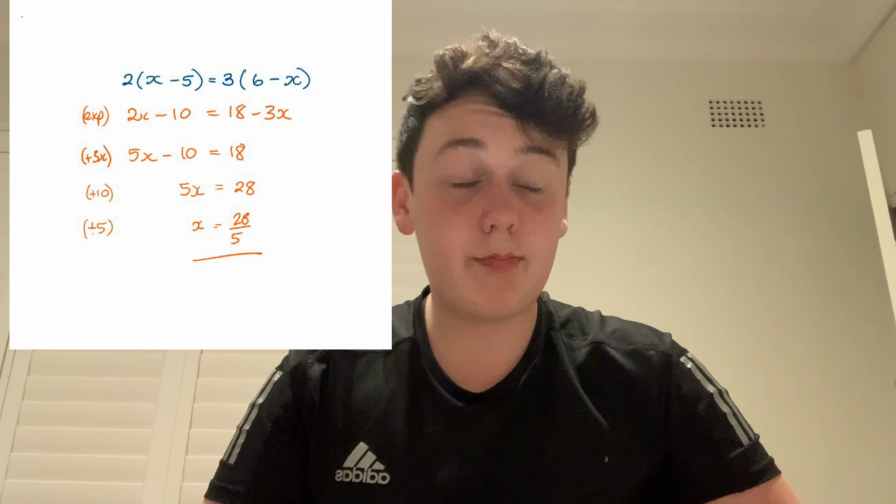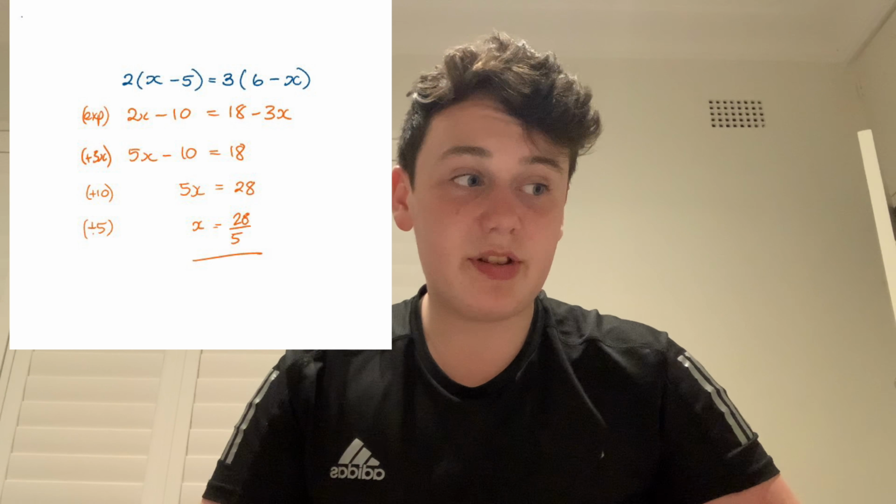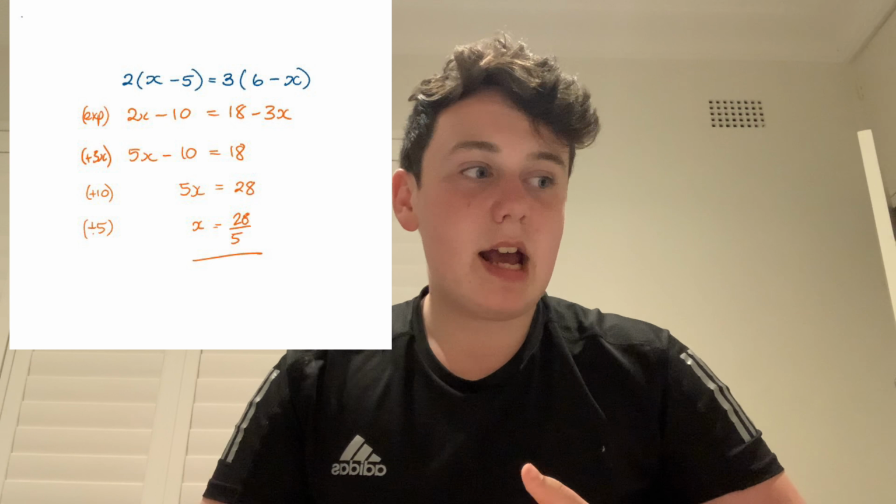So here you'll expand both sides, so it becomes 2x minus 10 equals 18 minus 3x. Then you'll plus 3x to the right side to get rid of it, which makes it 5x minus 10 equals 18. Then plus 10 on both sides, 5x equals 28. And then divide by 5, so x equals 28 over 5, leaving that as an improper fraction again.